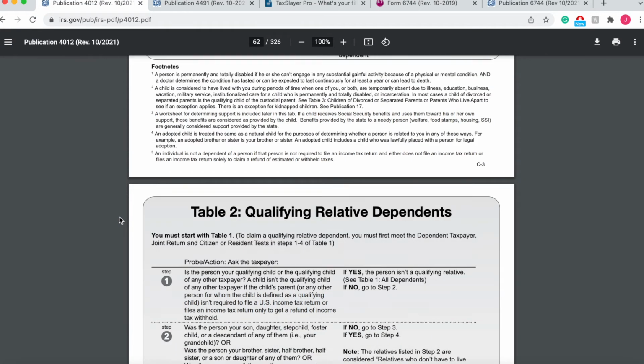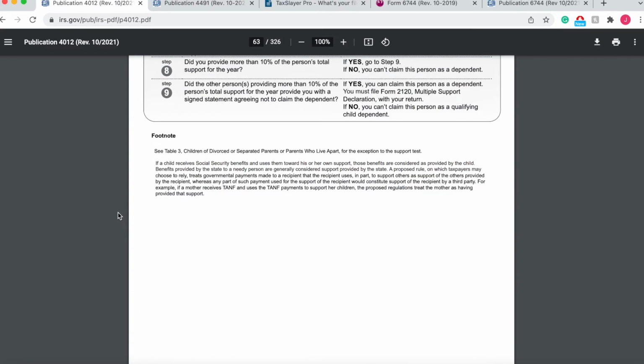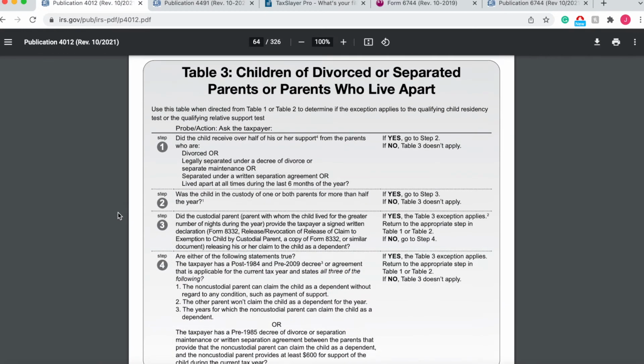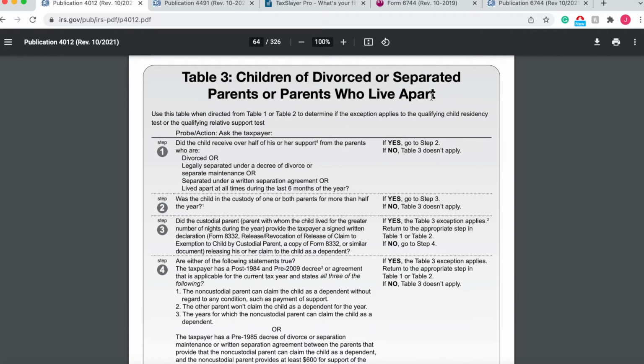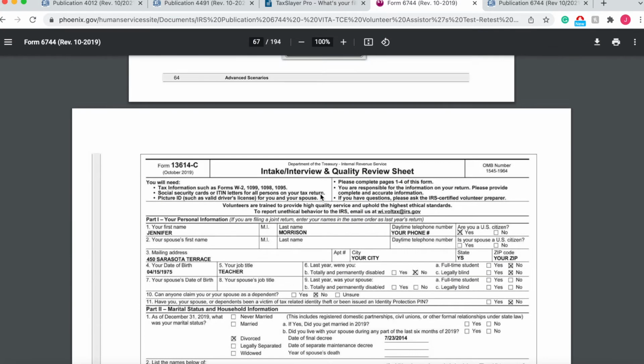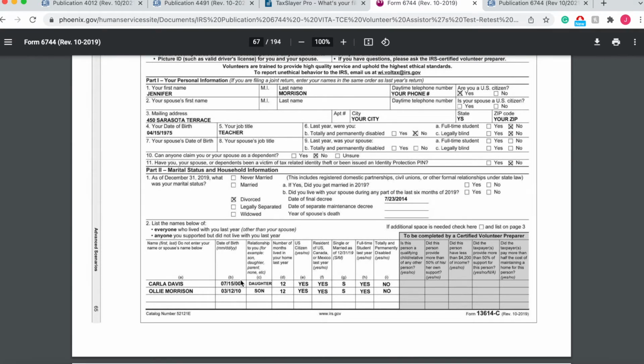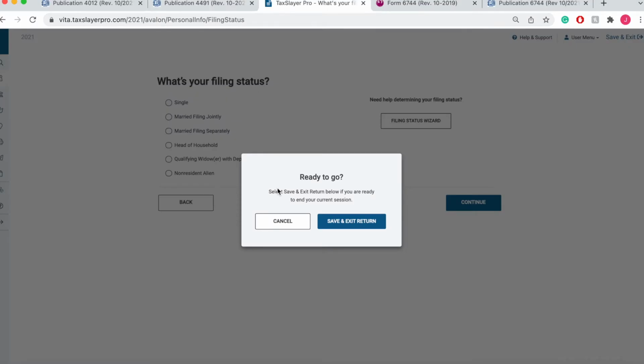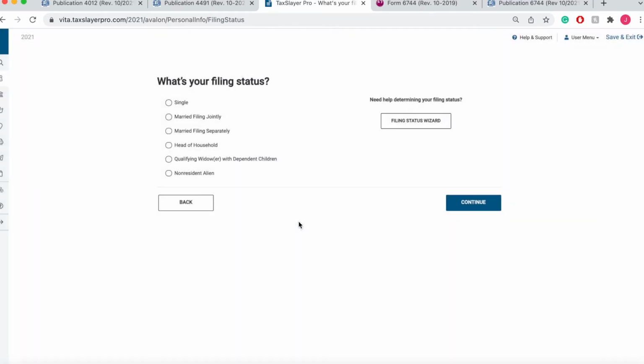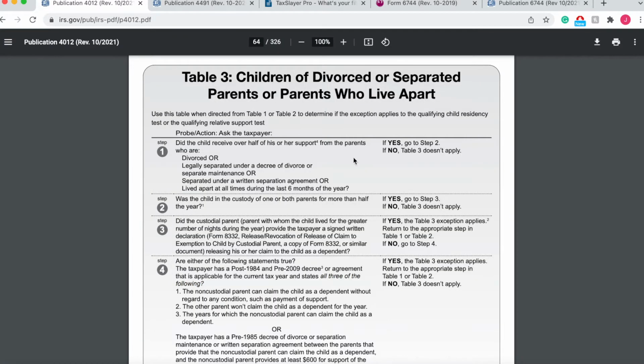What we're going to do though is skip a lot of these because they are children of divorced parents who live apart from each other. We see that here looking at their dates of birth. They were all born before the divorce was actually executed between Jennifer and her former spouse. No, I don't want to exit that. It's a good thing I clicked on that there.